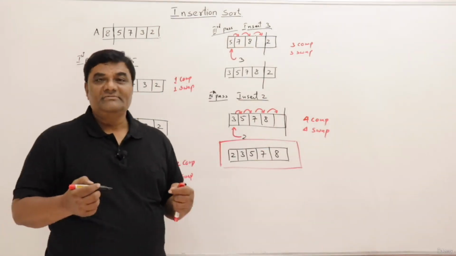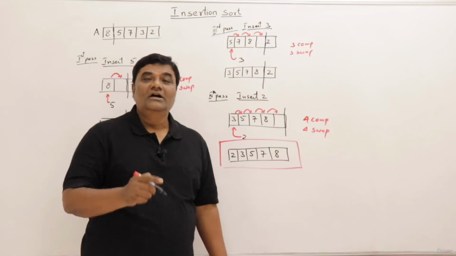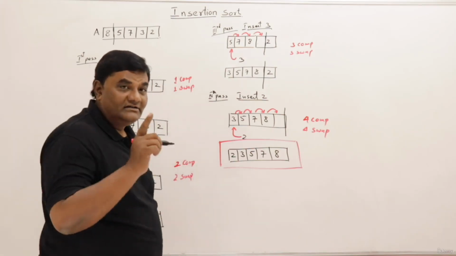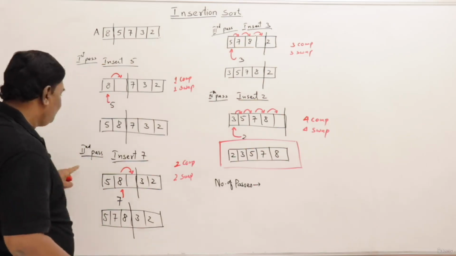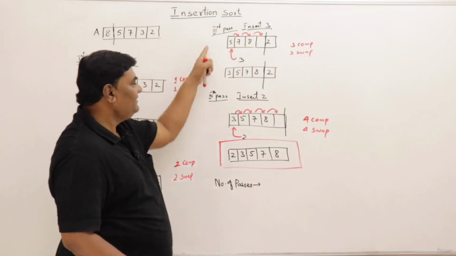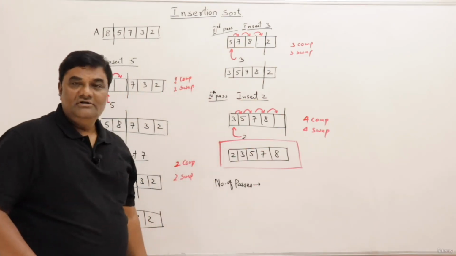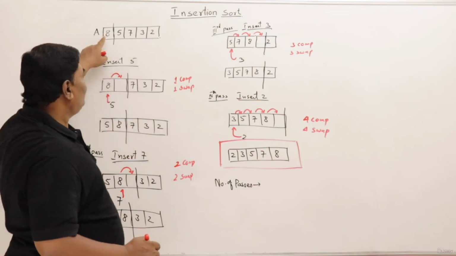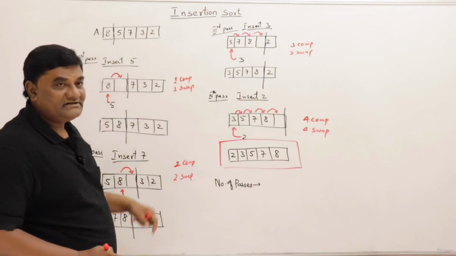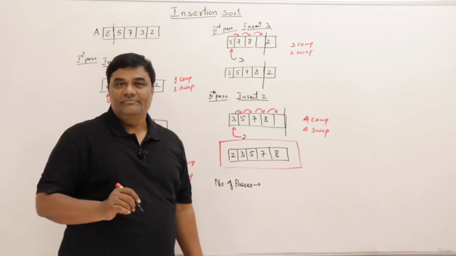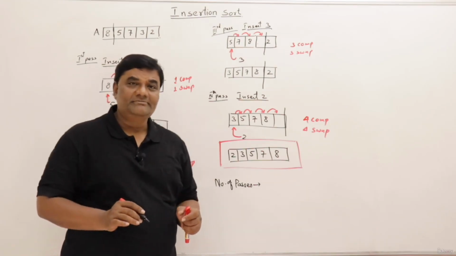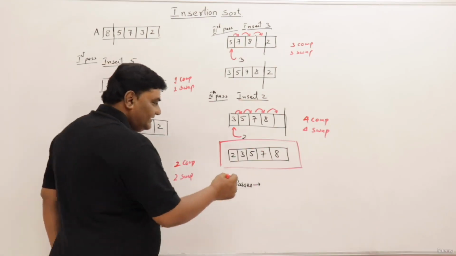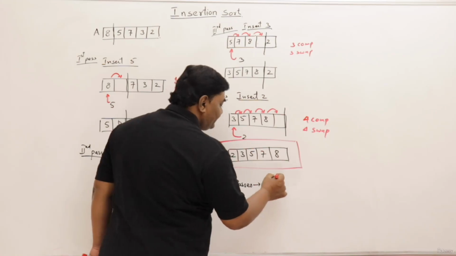Now let us do some analysis. First of all, how many passes are required? Number of passes. 1, 2, 3, 4. 4 passes for 5 elements. 5 elements, 4 passes. Means 10 elements, 9 passes. So for n elements, how many passes? N minus 1 passes required.